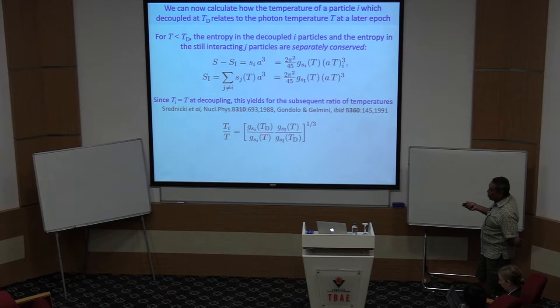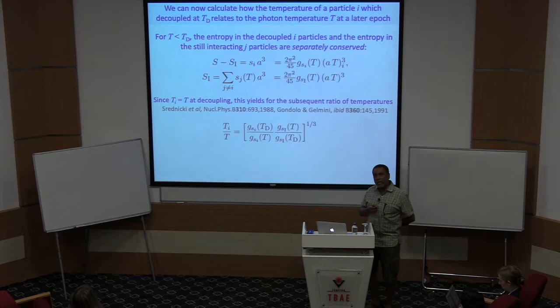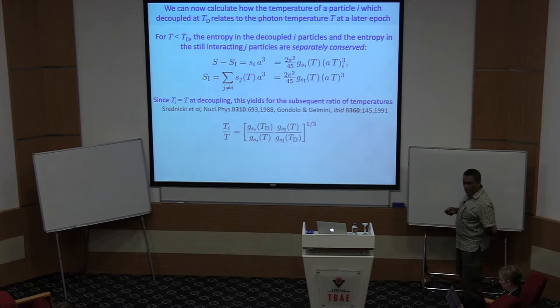Actually, this expression differs slightly from those in the paper I've cited here, because in fact, you have to keep track of possible situations where some particle decouples, but then say immediately decays into something else, which is also a decoupled particle, but has different degrees of freedom. So people think of all kinds of exotic possibilities. And so you have to have some framework that can accommodate everything.